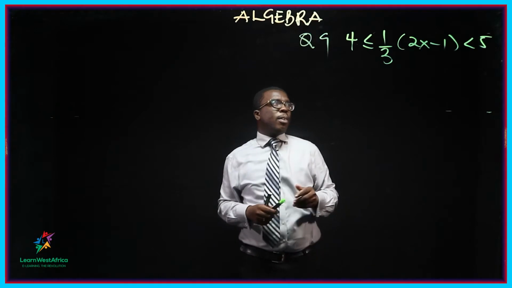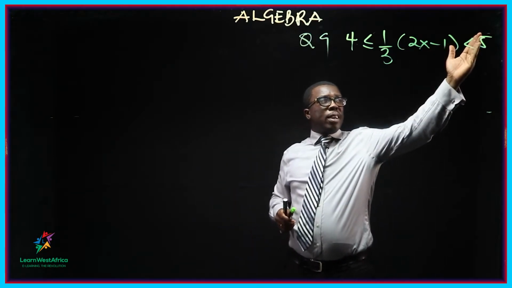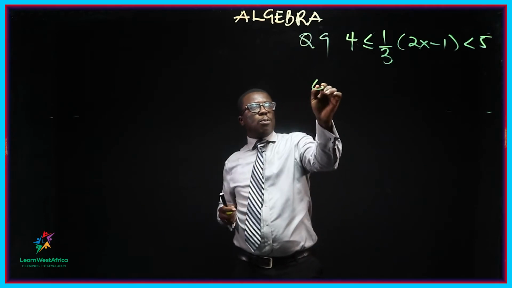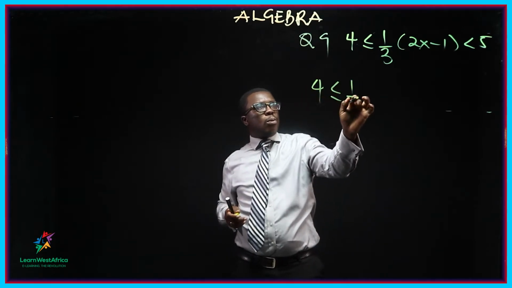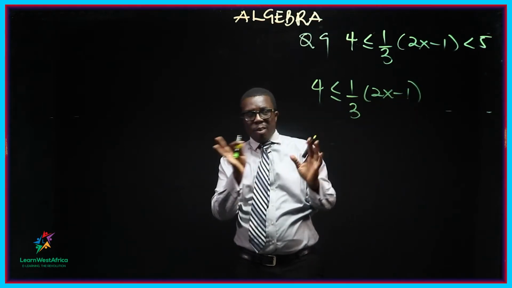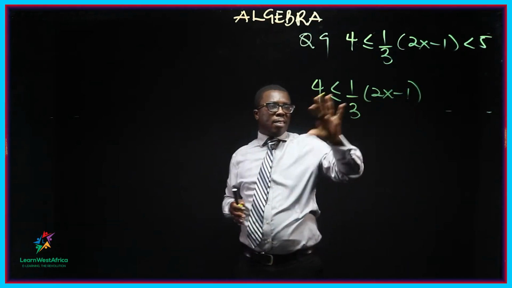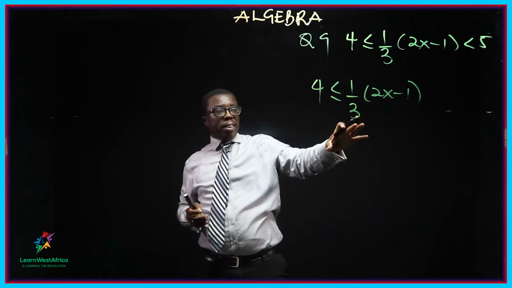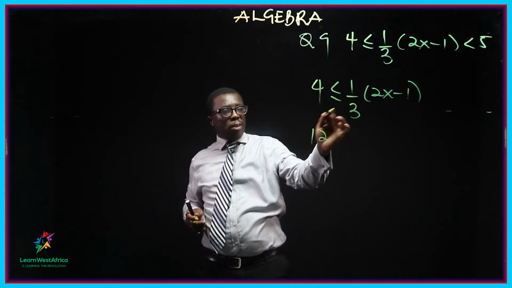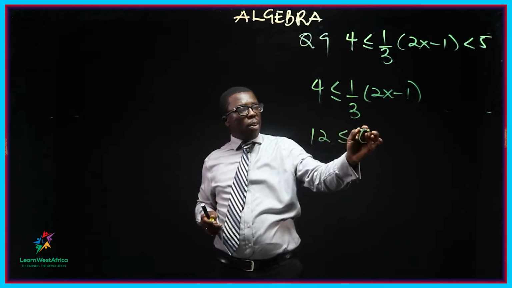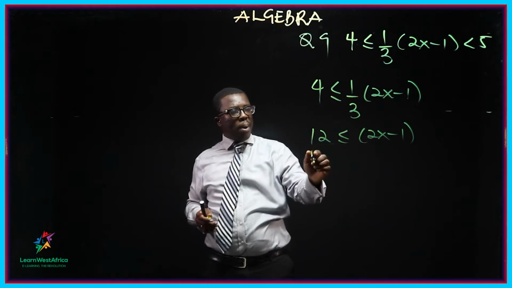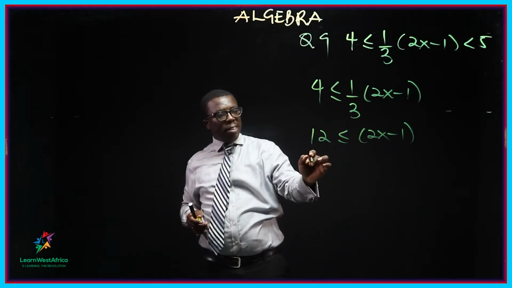For the first side, we have 4 less than or equal to 1/3 of (2x minus 1). Now solve. We need to remove the 3, so multiply through by the LCM, which is 12, the denominator, which gives 2x minus 1 equal to 13.